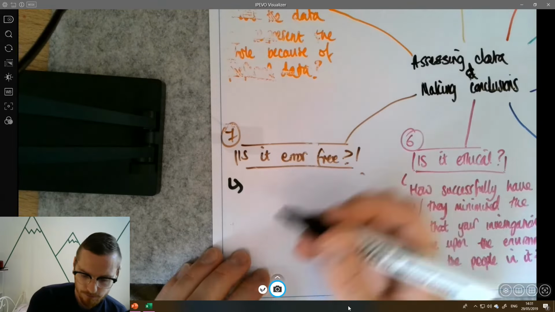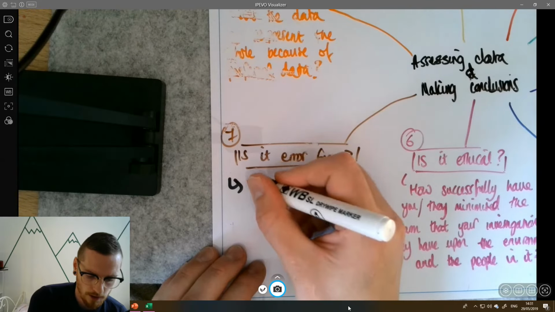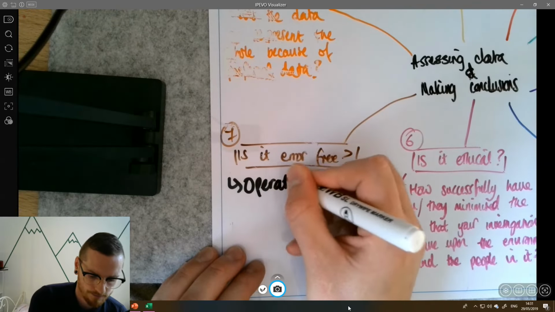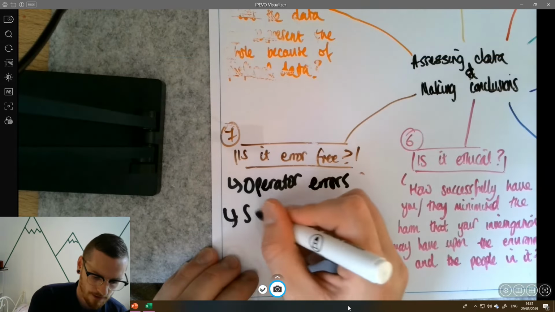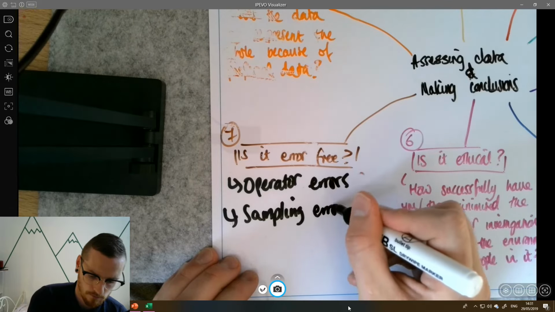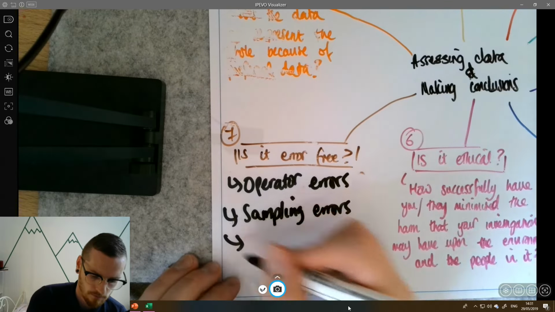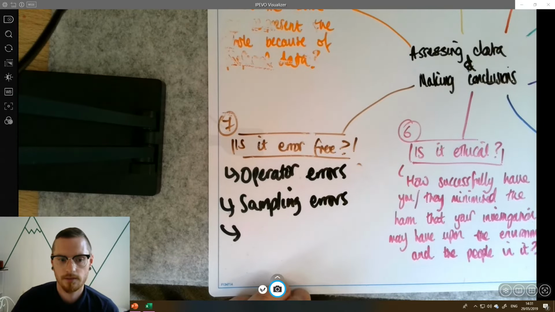Now, in terms of our sources of error, we could be looking at operator errors, sampling error, and handling errors.